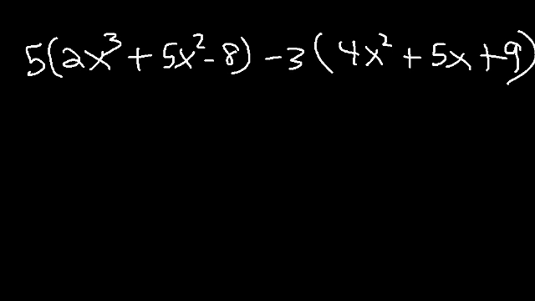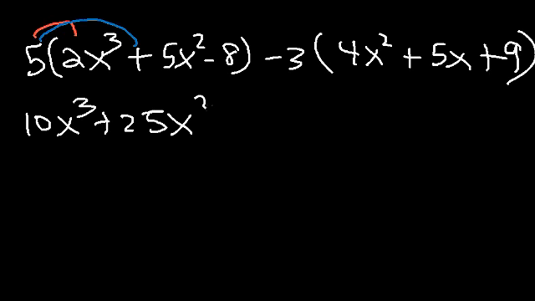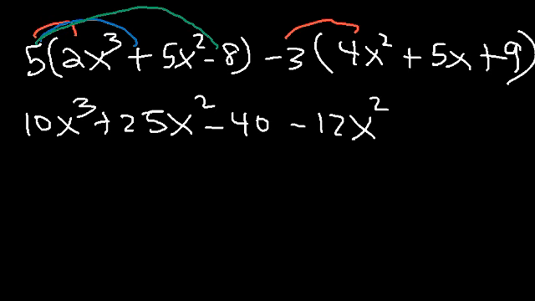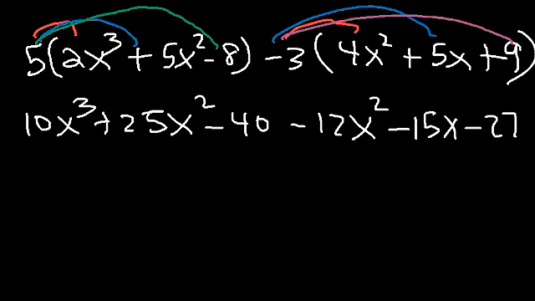So let's multiply 5 by 2x cubed. So that's going to be 10x cubed. And then 5 times 5x squared is 25x squared. 5 times 5 is 25. And then 5 times negative 8 is negative 40. Now let's distribute negative 3 to everything on the right side. So negative 3 times 4 is negative 12. And negative 3 times 5 is negative 15, or negative 15x. And negative 3 times positive 9 is negative 27.